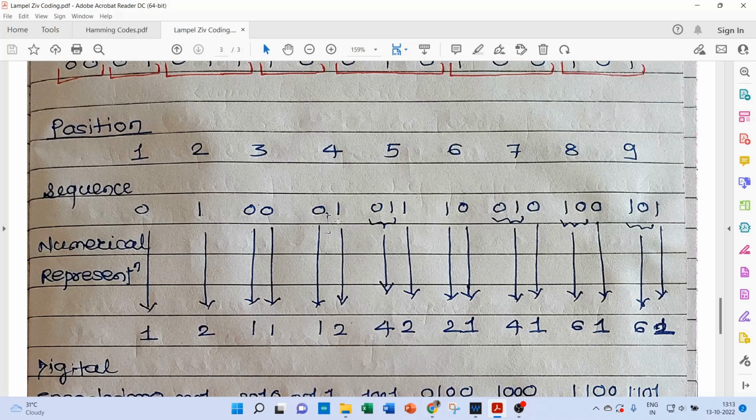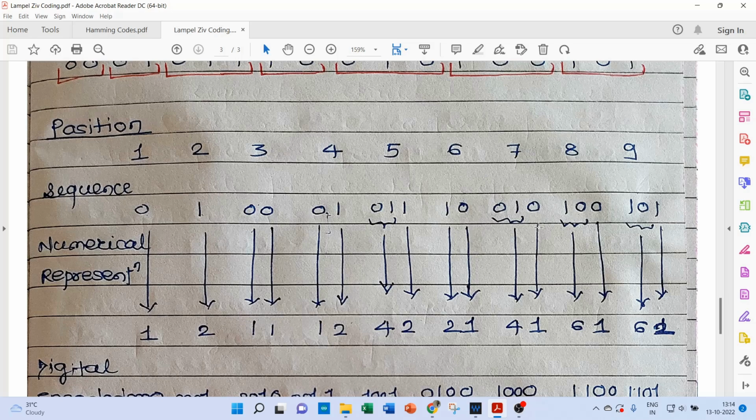Again for 1, 2 has been written, and for 0, the position of 0 is 1. The last bit is 1, so 1 is represented by 2. So 2 is written here, and 0 1 is represented by 4, so 4 has been written. Again for 1 0, the last bit is 0, so I wrote 1, and the prefix is 1, so for 1 I have written 2.